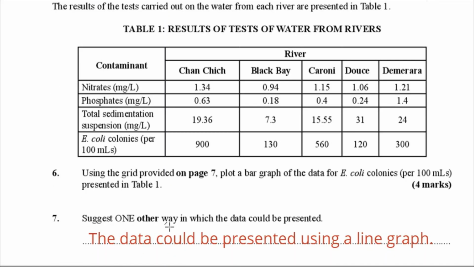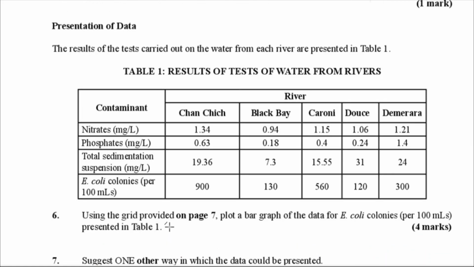So we have the actual results given for each of the rivers. So it says here for question 6, using the grid provided on page 7, plot a bar graph of the data for E. coli colonies per 100 mils presented in Table 1. So they're testing to see that you know how to plot a graph. So remember, it's a bar graph. A bar graph usually would have bars that have spaces in between them because it is discontinuous data that you are really plotting here. So that's the key thing to note.